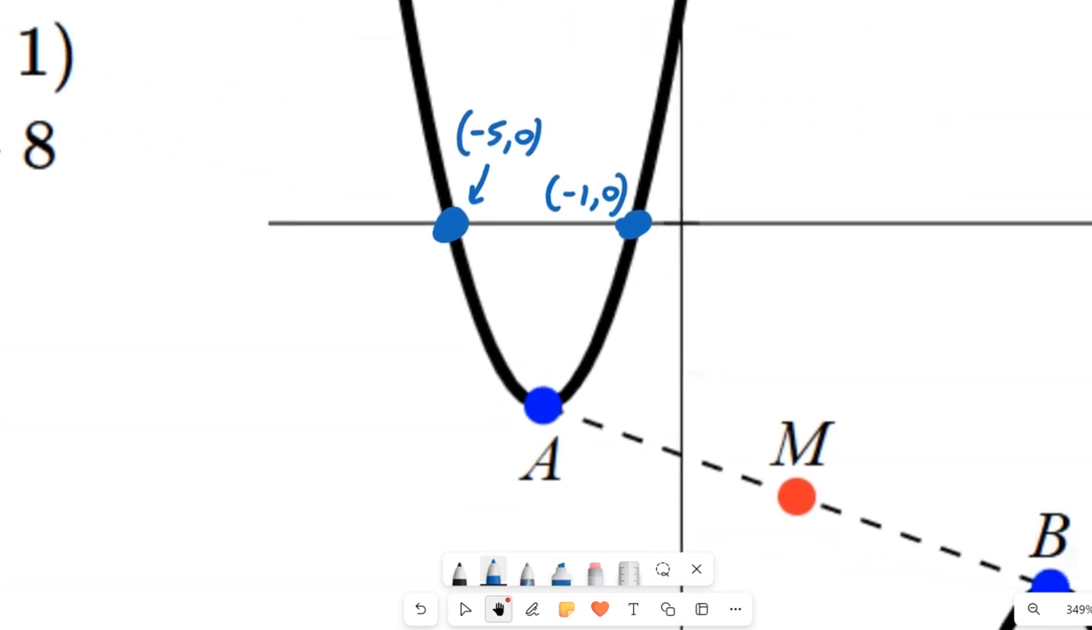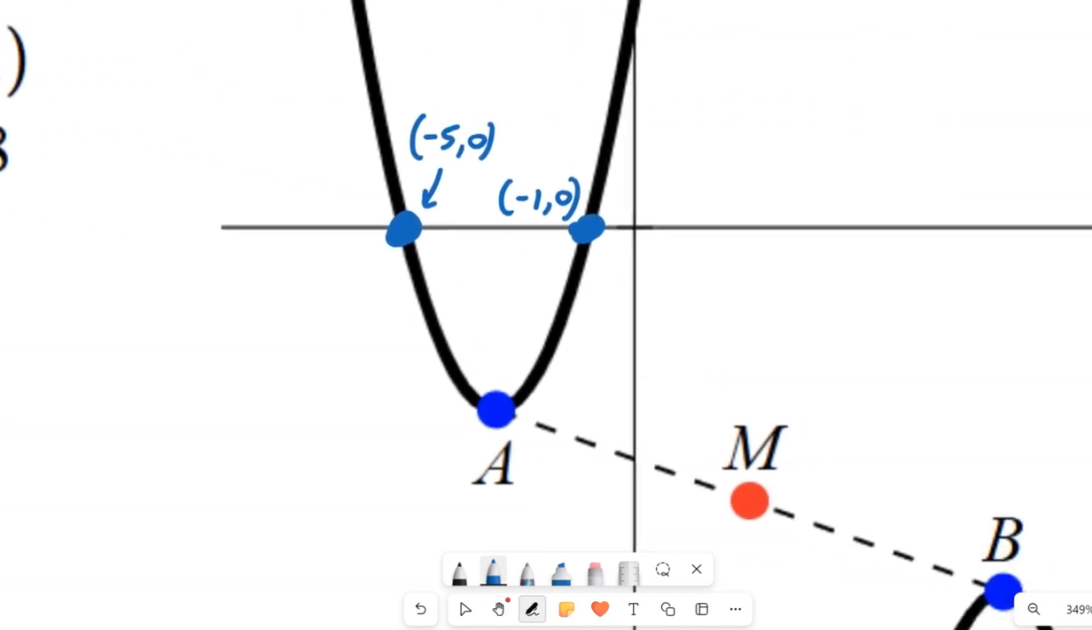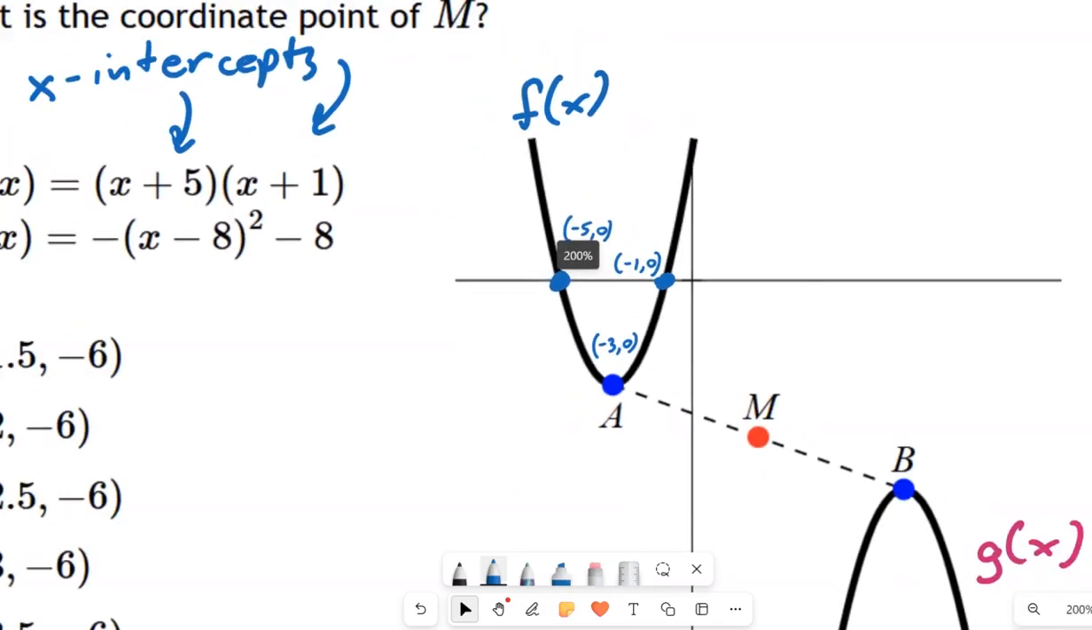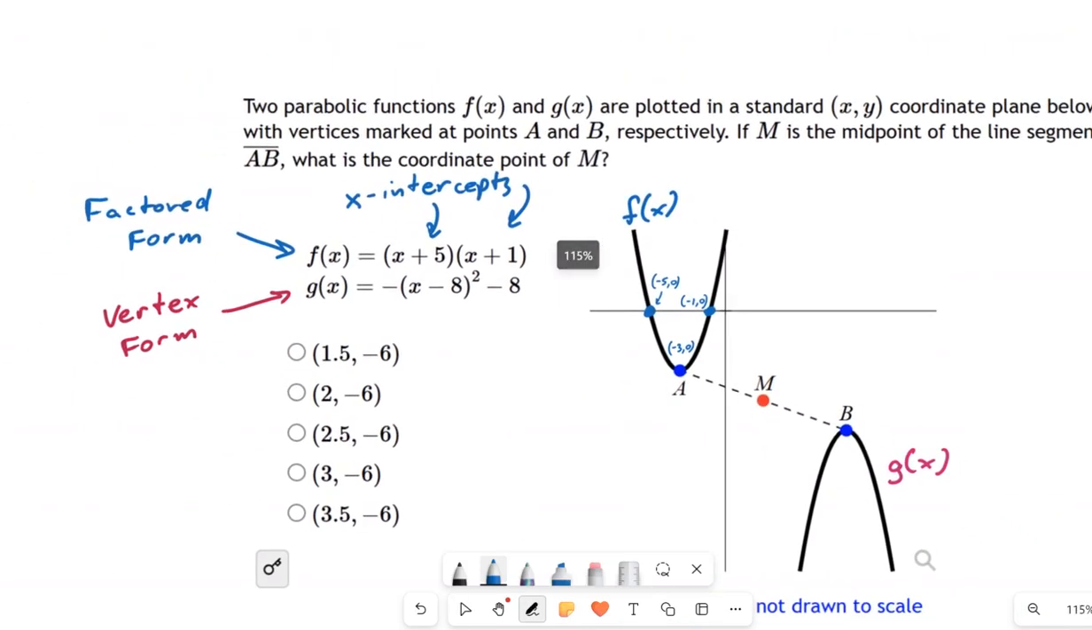So if you notice, the vertex of this parabola is exactly halfway in between those x-intercepts. That's not a coincidence, which means this thing is located at negative 3, comma 0 down here. Okay, so that's useful information number one.